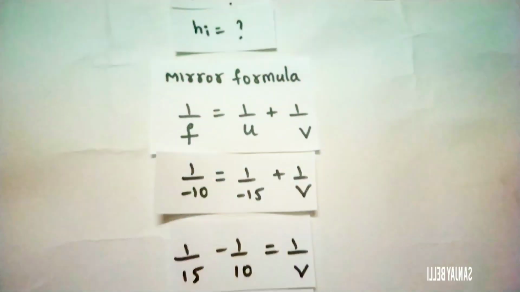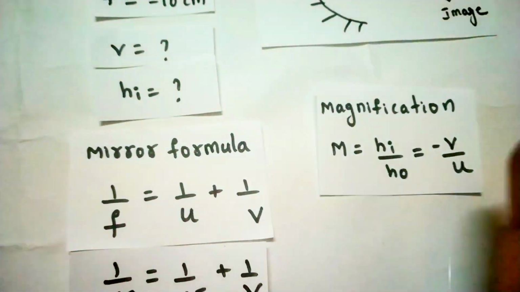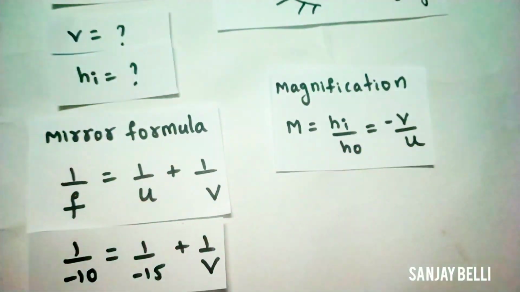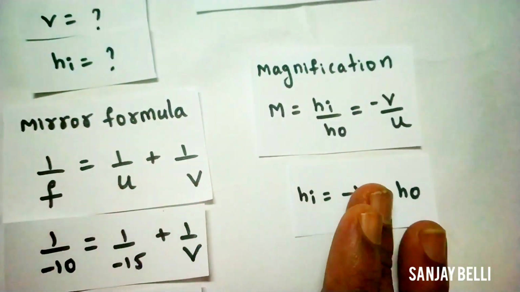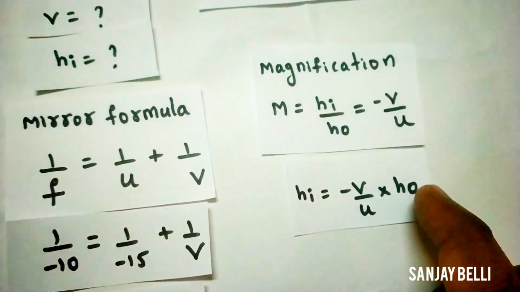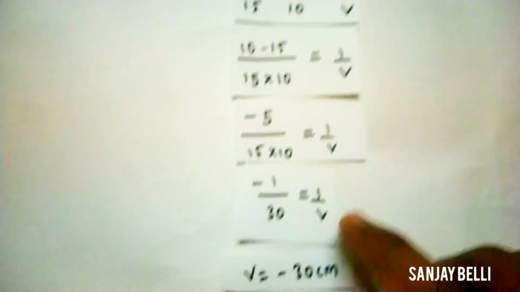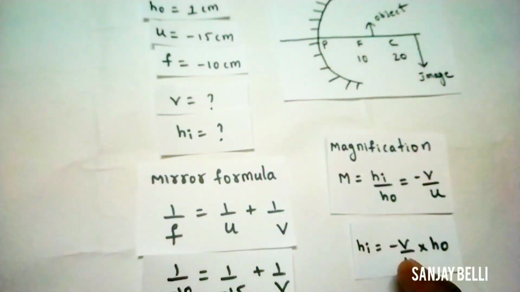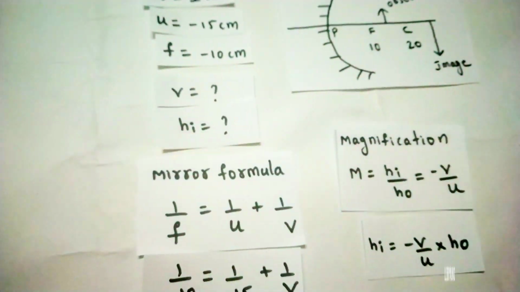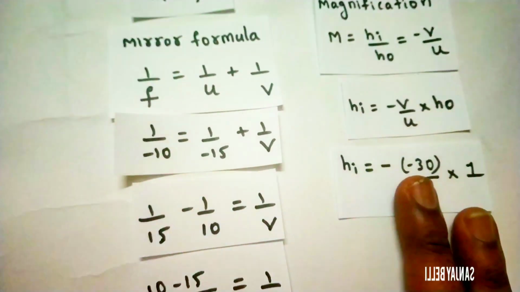Now what about the magnification? The formula for magnification: m equals hi by h naught equals minus v by u. So here you can take hi equals minus v by u into h naught. What is your v value? v equals minus 30. What about u value? u equals minus 15. And what about h naught? h naught equals 1 centimeter.